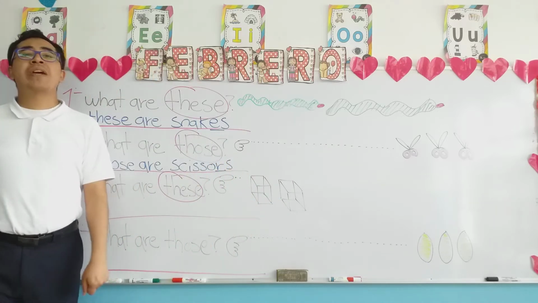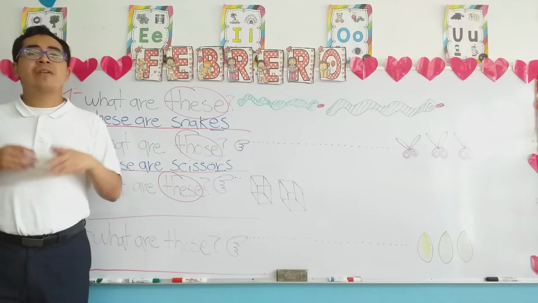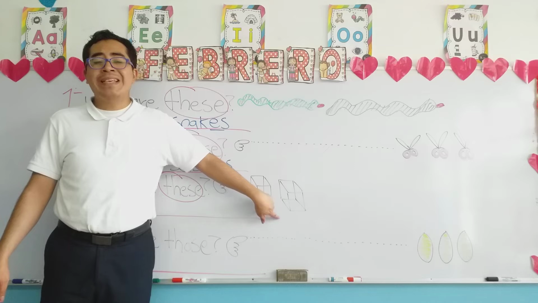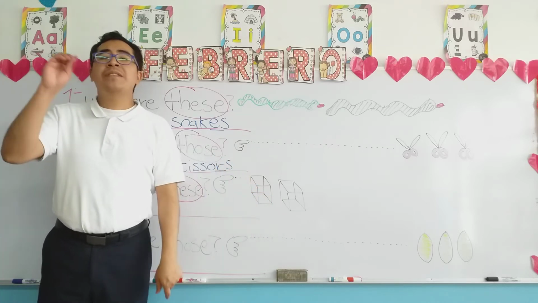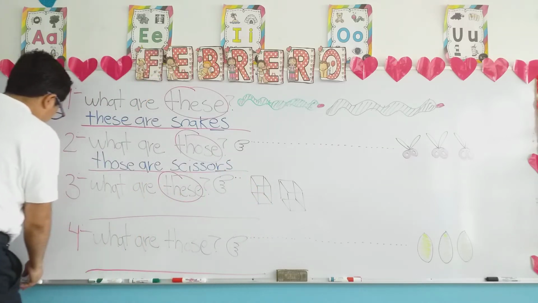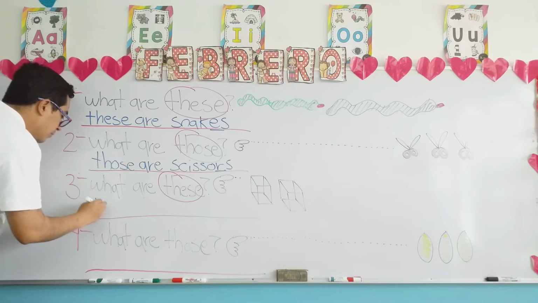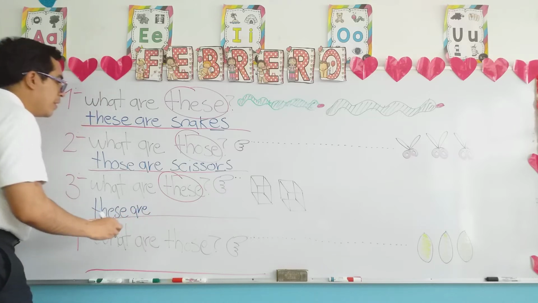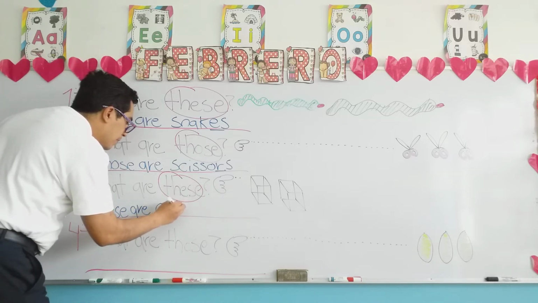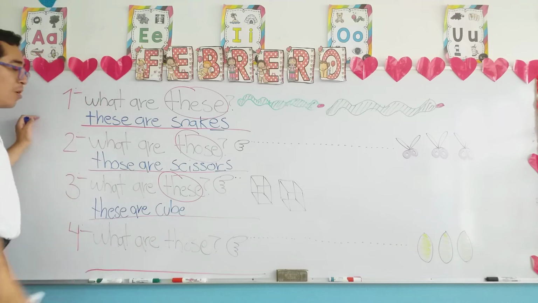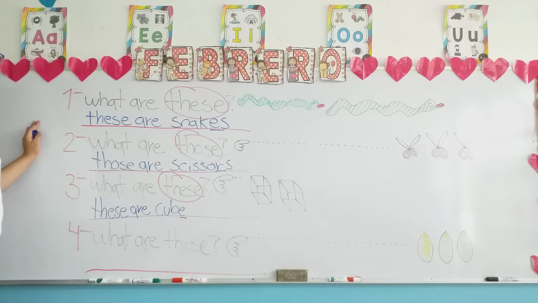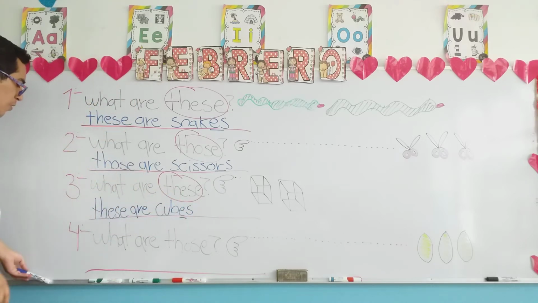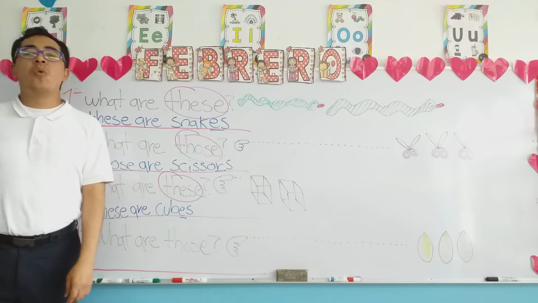Now let's make the question. What are these? ¿Qué son estos? These are, estos son, these are cube. Because the object finishes with letter E, we add S at the end. These are cubes. Estos son cubos.